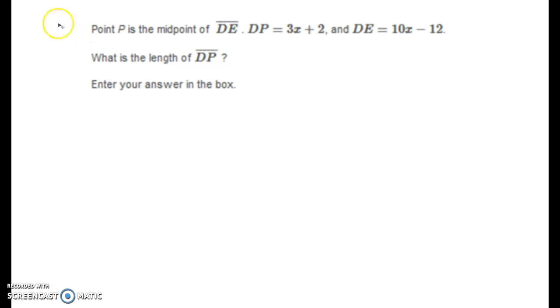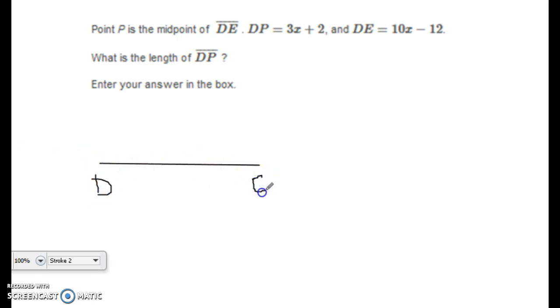First problem says point P is the midpoint of DE. So let me go ahead and draw DE. And point P is the midpoint, which means it's right in the middle, and it splits these two sides into congruent pieces. Each of those, DP has to equal PE.